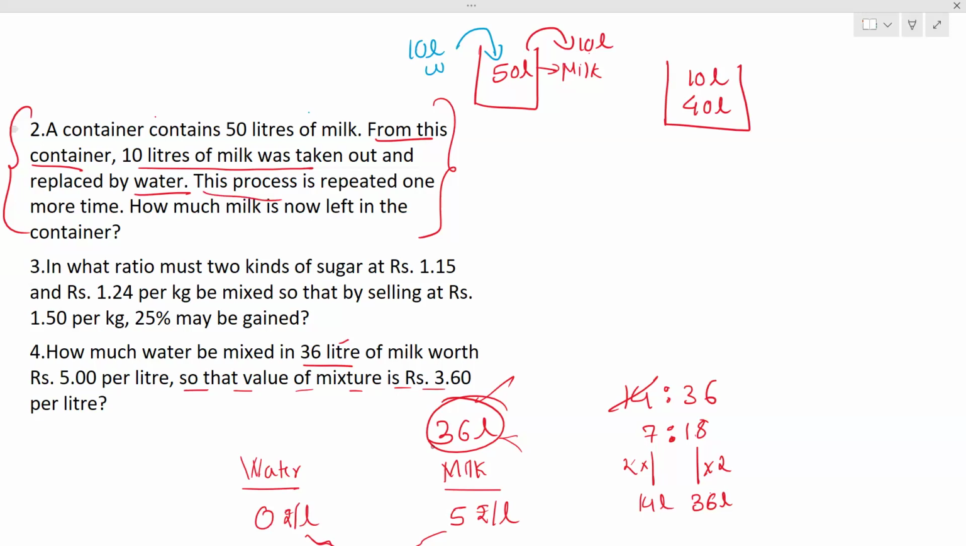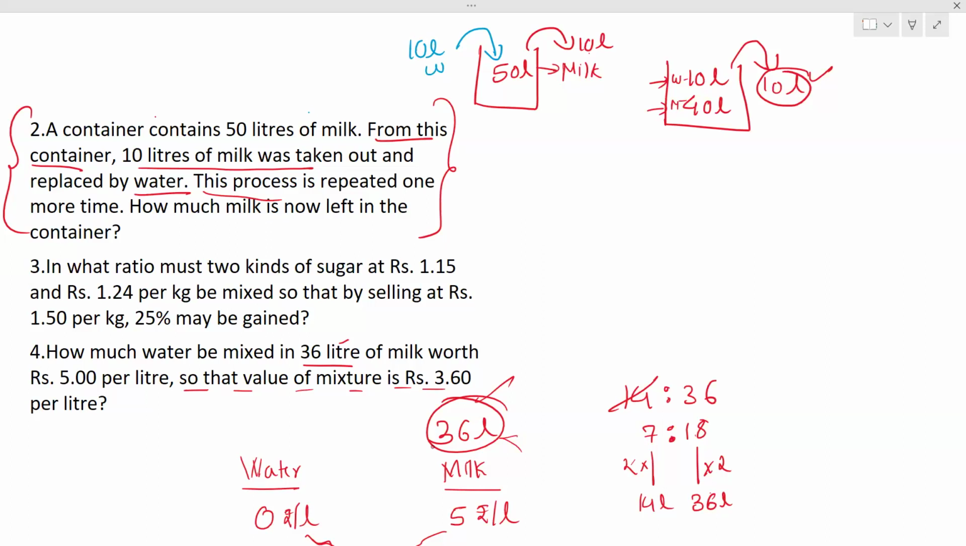When the process is repeated again, meaning 10 liters is taken out. From this container, 10 liters of milk was taken out and replaced with water. This process is repeated one more time. If this 10 liters is taken out, this time, will it lose 10 liters of milk only? No, the water would have got mixed with the milk. Meaning, if you remove this 10 liters, you will lose some part of water and some part of milk.